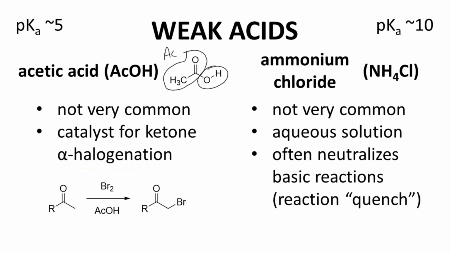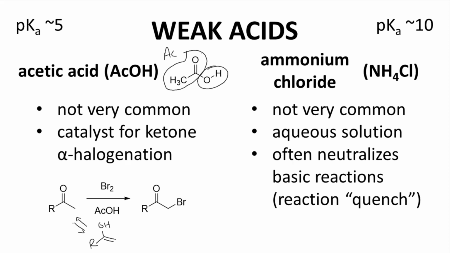One example is the use of acetic acid in the alpha halogenation of ketones. The role of acetic acid is as an acid catalyst to facilitate formation of the enol tautomer, which is what gets halogenated.